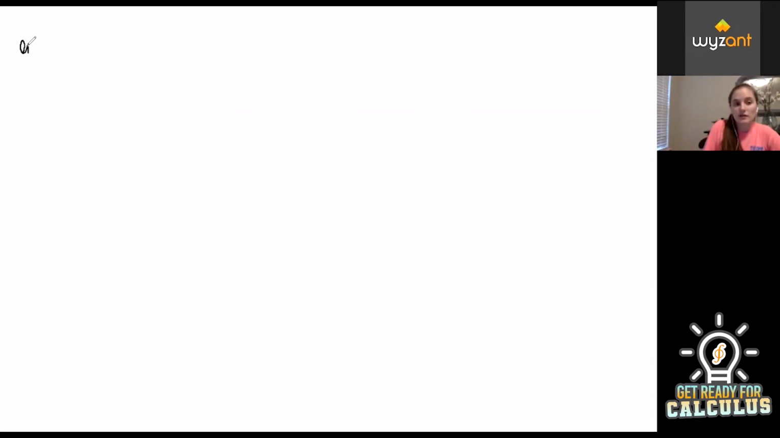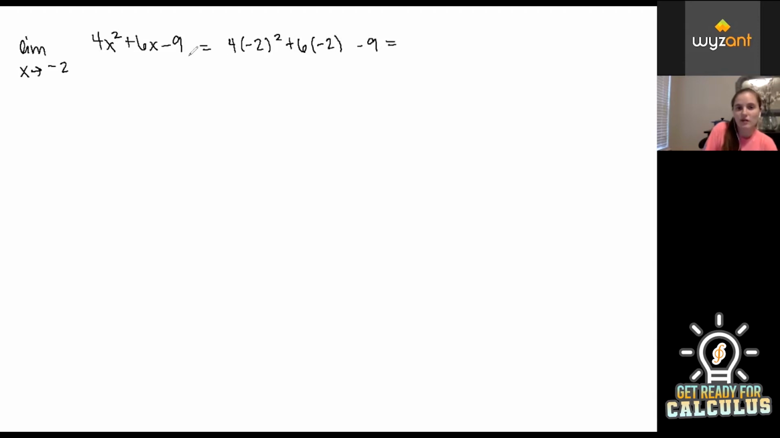Now, if you're given limits algebraically, like something like this, as x goes to -2 of 4x squared plus 6x minus 9, your first step is just to try to plug it in. If you can plug it in and you get an answer, that's your answer. So here, 4 times -2 squared plus 6 times -2 minus 9. There's nothing wrong with plugging it in that way. If we do that, we should get 15.